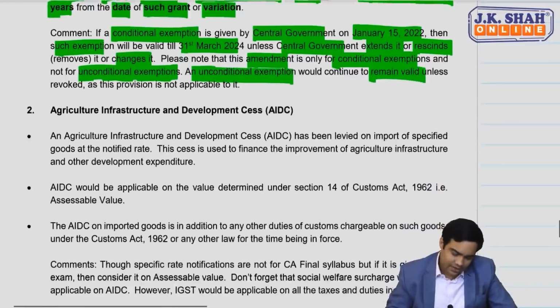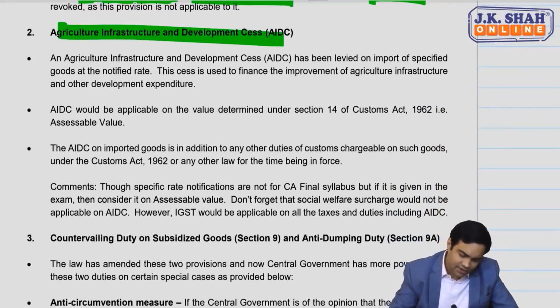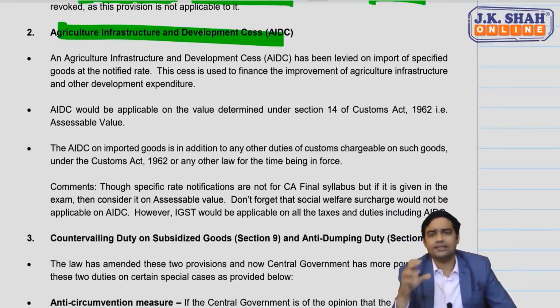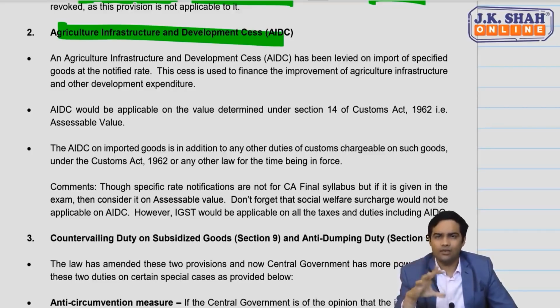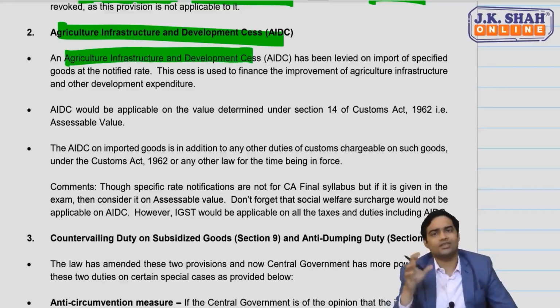Okay. Then government has added this Agriculture Infrastructure Development Cess. But as this is a specific provision related to only very few goods, it's a tariff rate change. It will not be asked in exams, but still, suppose it is asked, you should know on what to apply. This Agriculture Infrastructure Development Cess, cess is for a particular purpose. This will be used for development of agriculture infrastructure.